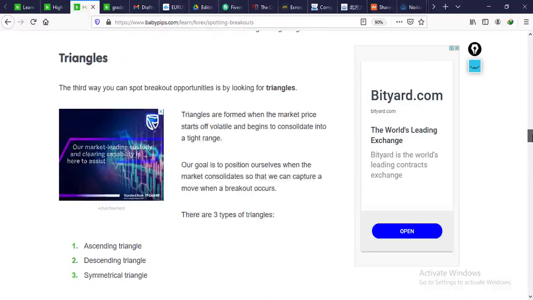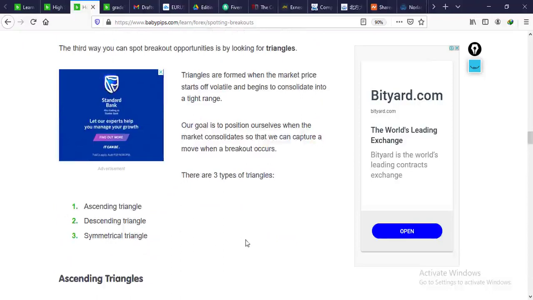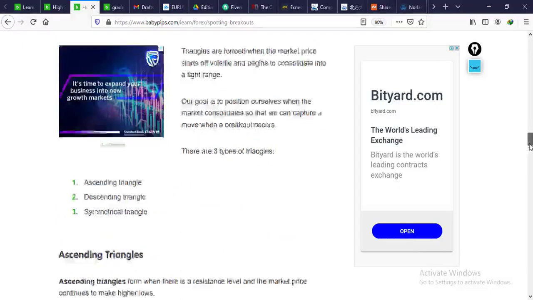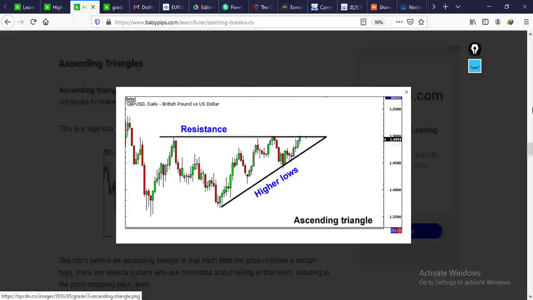Now the last one I want to consider is triangles. We have three types of triangles. We have the ascending triangle, the descending triangle, and the symmetrical triangle. So how do we draw these triangles?